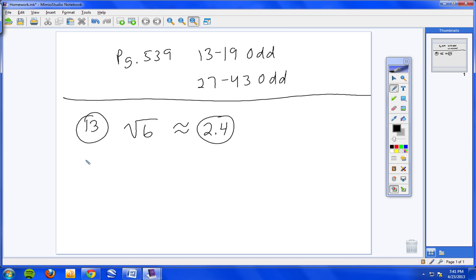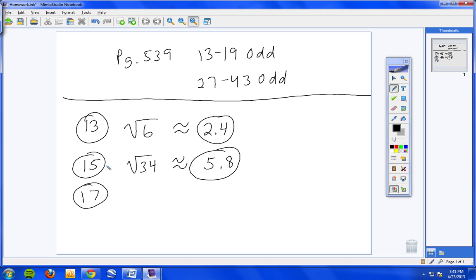All right, let's take a look at number 15. Number 15 is the square root of 34. Second square root, 34. 5.8 if you round correctly, 5.8. Moving on to number 17.